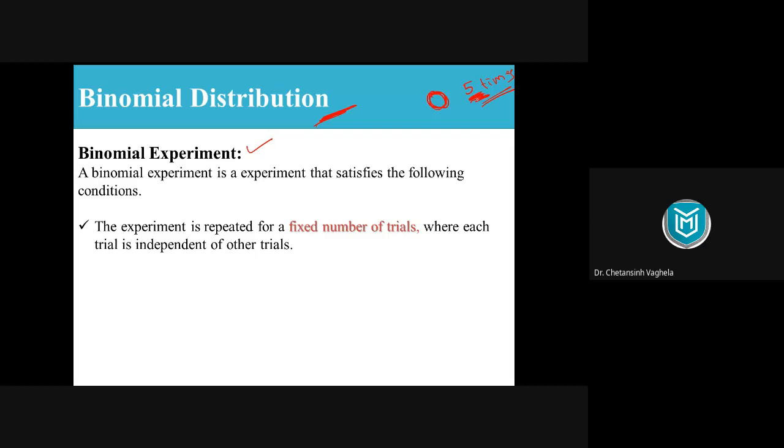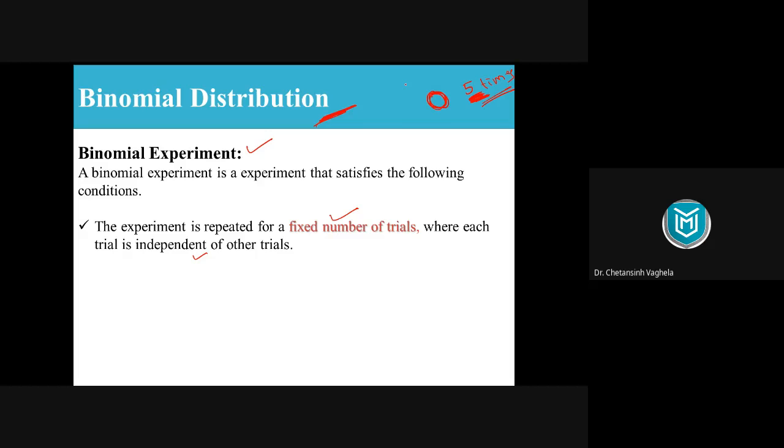तो फिक्स है कि कितनी बार मैं रिपीट कर रहा हूँ. Fixed number of trials satisfied, and each trial is independent from the other. मैं जब फर्स्ट बार कॉइन टॉस कर रहा हूँ तो जो भी रिजल्ट आ रहा है, either it is head or tail, that result will not affect the second trial.